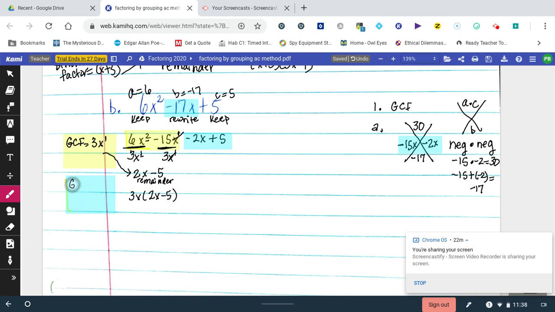And then in the blue block, the only thing they have in common is a 1. But the leading coefficient is negative, so I'm going to factor out a negative 1. So I'm going to divide by negative 1. Negative 2 divided by negative 1 is positive 2x. And 5 divided by negative 1 is negative 5. Now I'm going to put this GCF with this remainder. So I end up with negative 1 times 2x minus 5. Now you should see your common binomial factor.